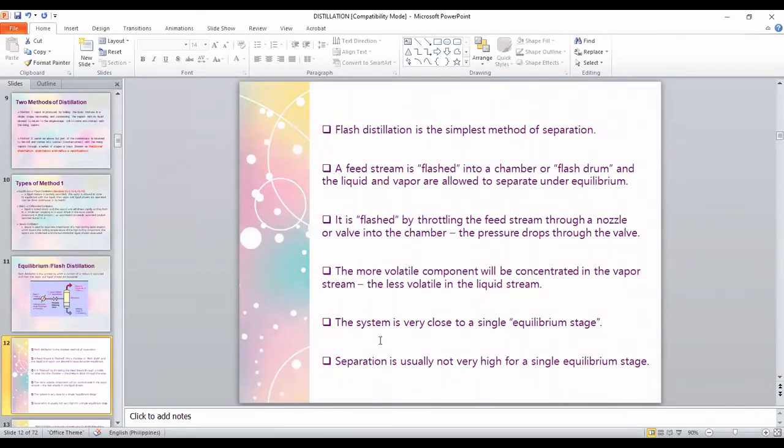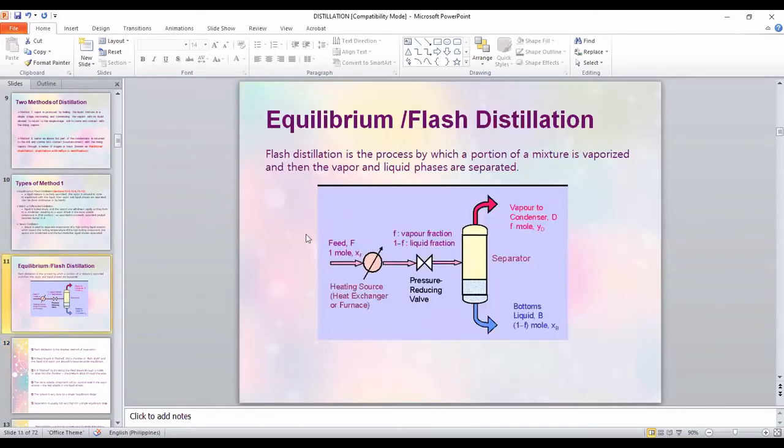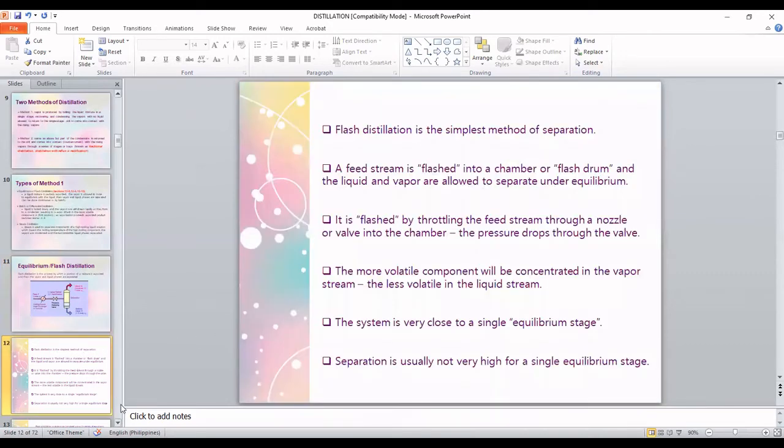Okay. Now the system is very close to a single equilibrium stage. What does this mean? If you will liken this system to a multi-stage distilling column, in the case of a rectifying column, it's like you only have a single stage. You don't have several stages. You don't have to think of sections in your column, just one particular stage. Why? Because you simply have it separated here. Referring to the vapor and the liquid, you just simply separated them in here and that's it. So that's just equivalent to a single stage.